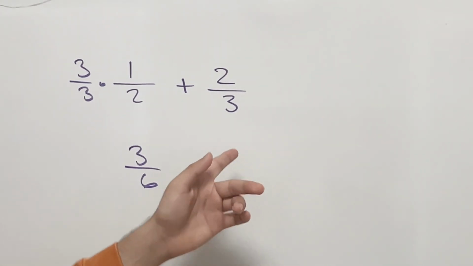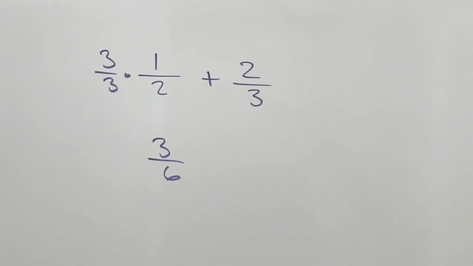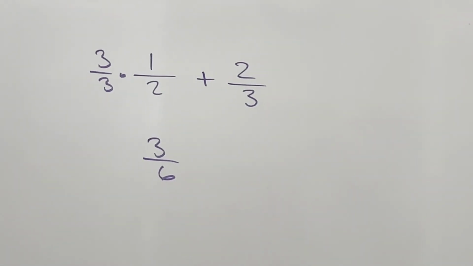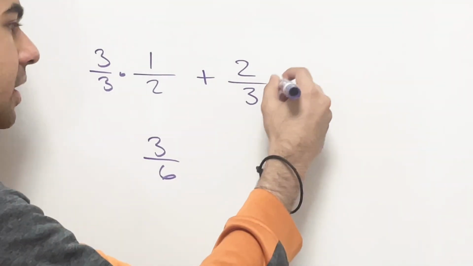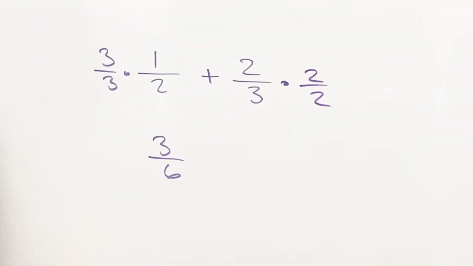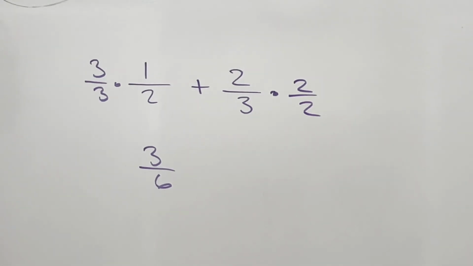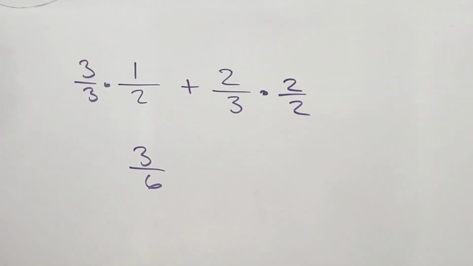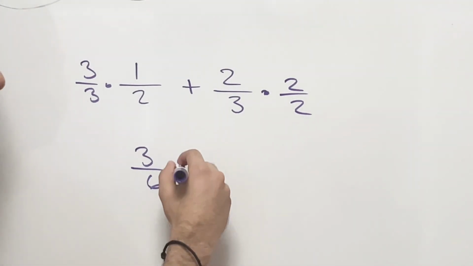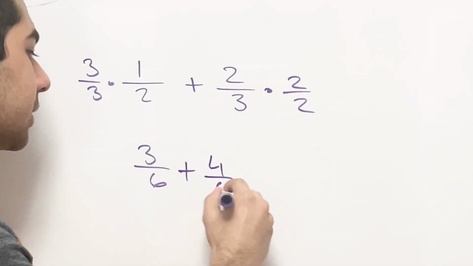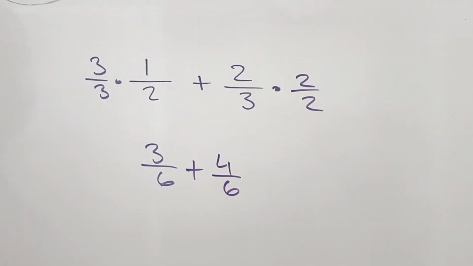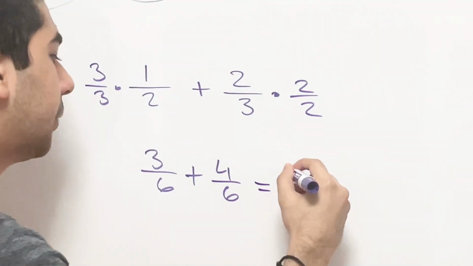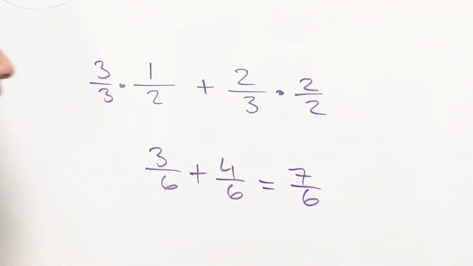Now, right here, if we multiply the top and bottom of this fraction by, I don't know, 2, times 2 over 2, we get 6 in the denominator also. So multiply numerators, multiply denominators, we end up with 4 over 6. So our new problem is 3 over 6 plus 4 over 6. We can add the numerators together, we get 7 over 6. And that's our final answer.